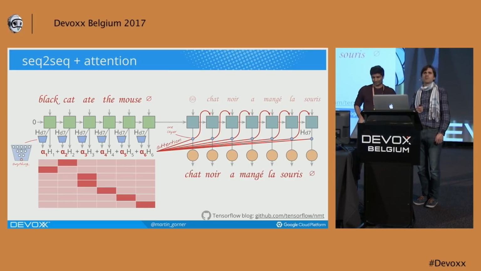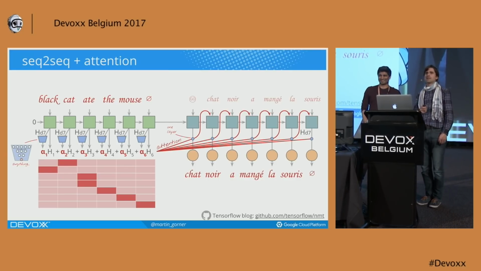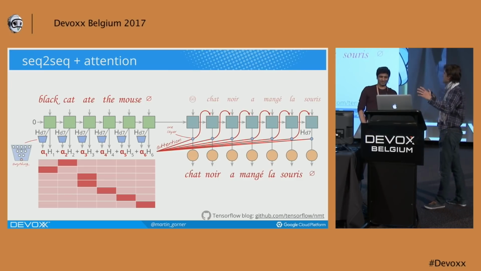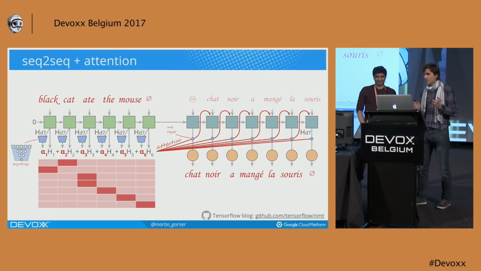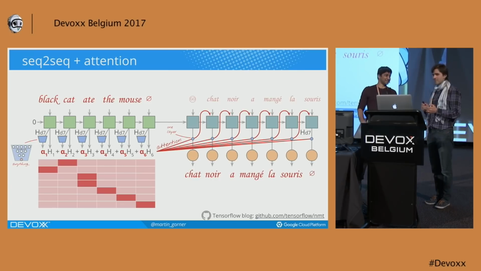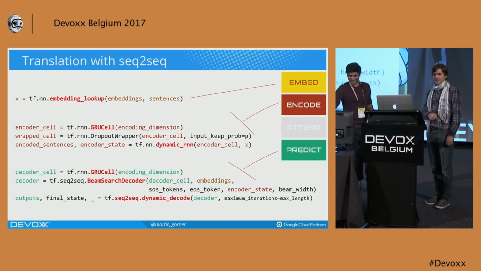So, who thought this was a bit complicated? Couple of you. This looks like 100 or maybe 200 lines of code to implement, right? Well, maybe. We'll see.